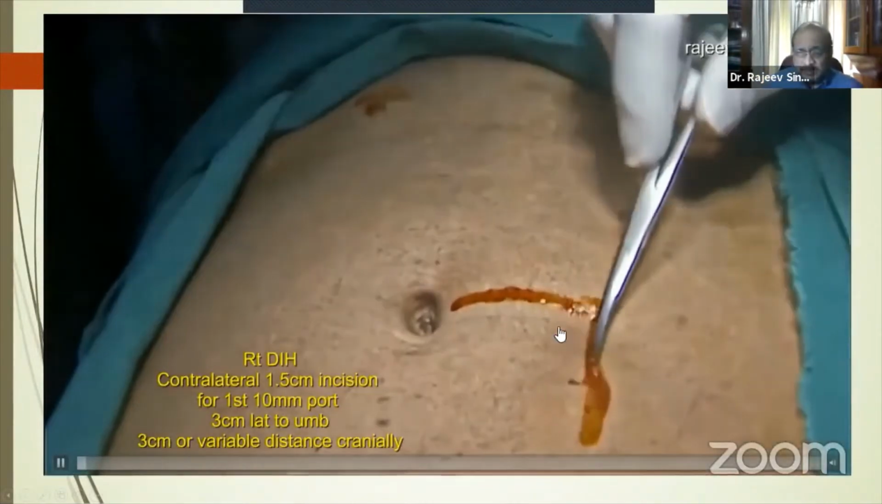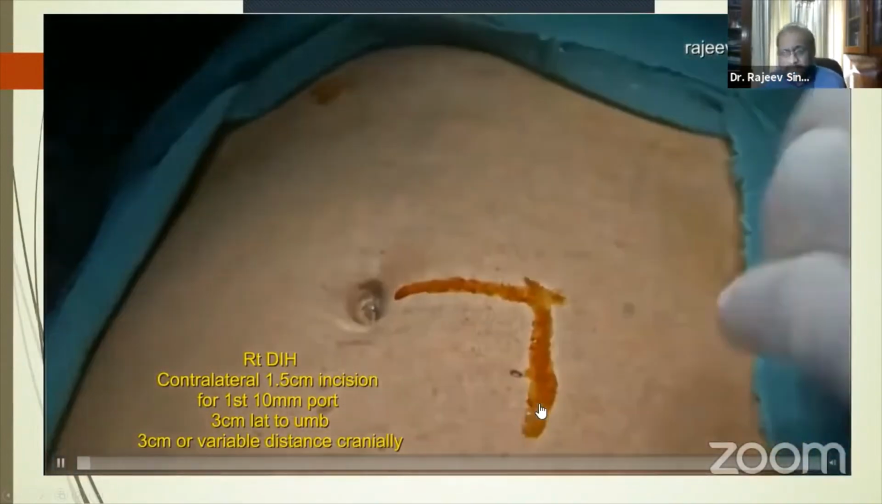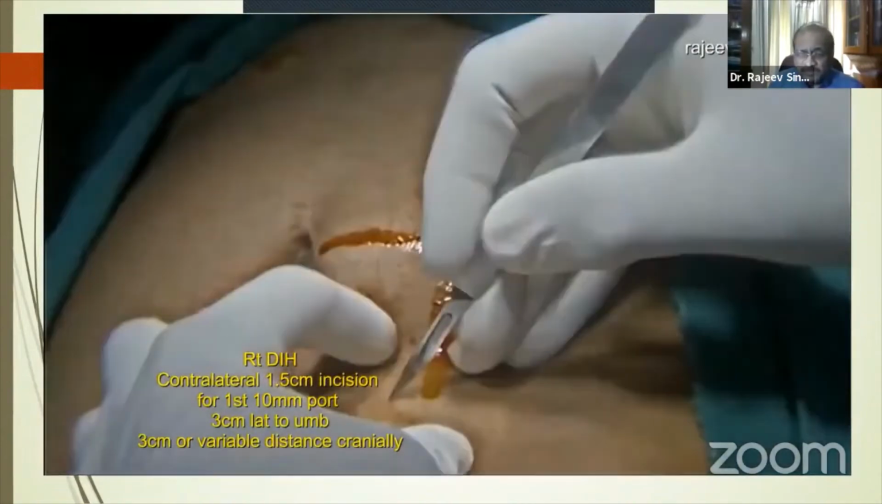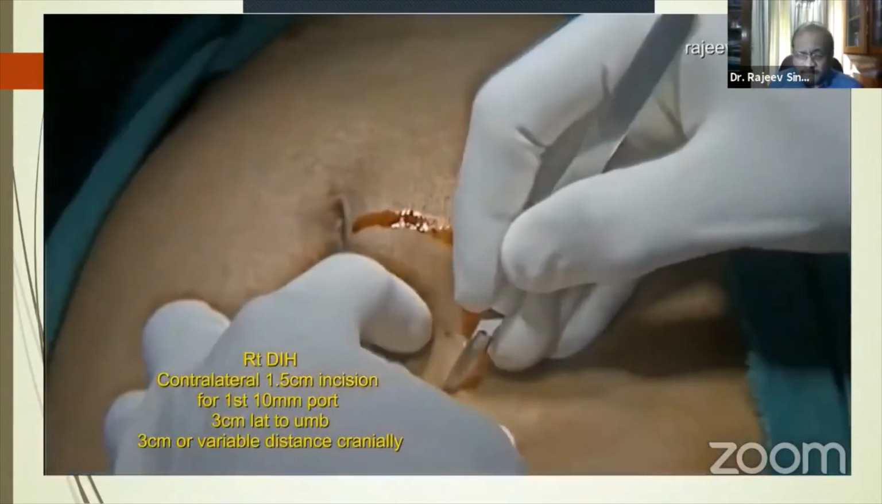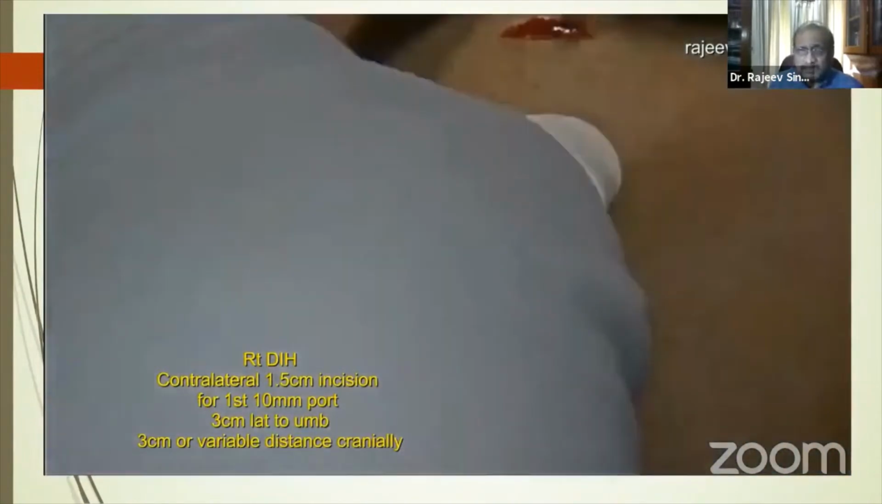There's a 3 centimeter and 3 centimeter. Almost everything is written on the video itself. So we're creating this 1.5 centimeter incision. All the important steps will be seen. I've just now showed them on the slides.